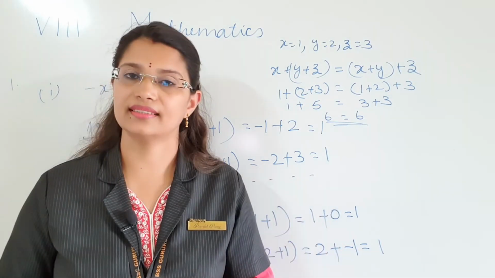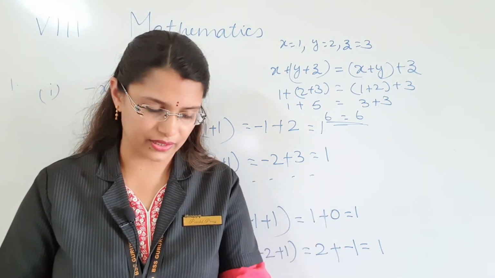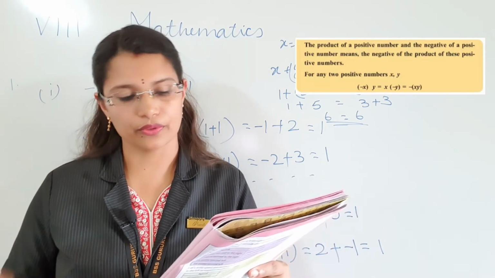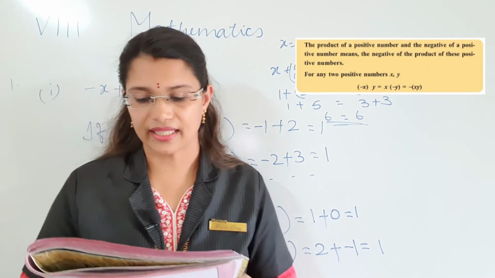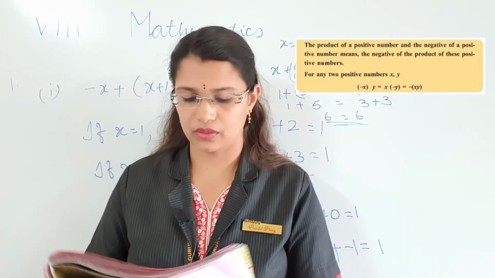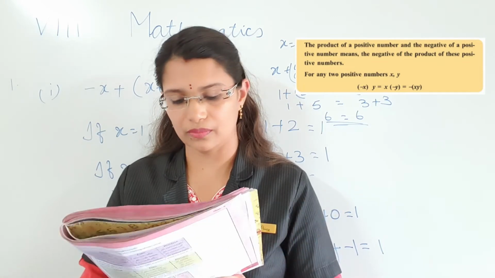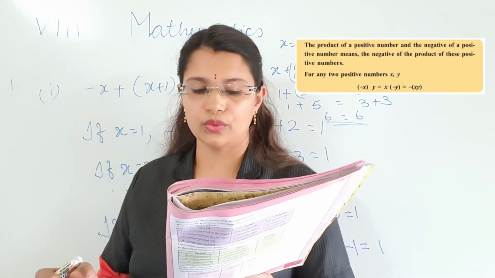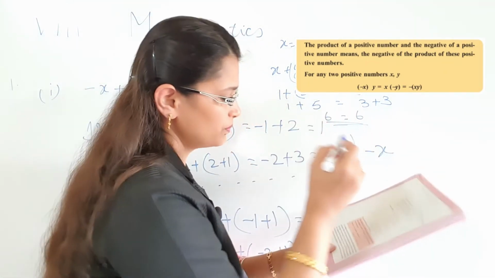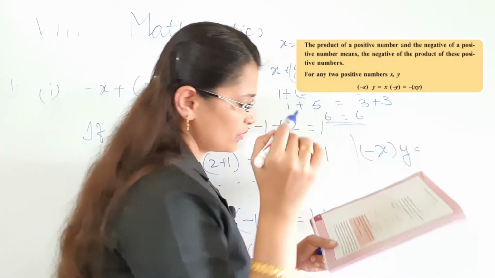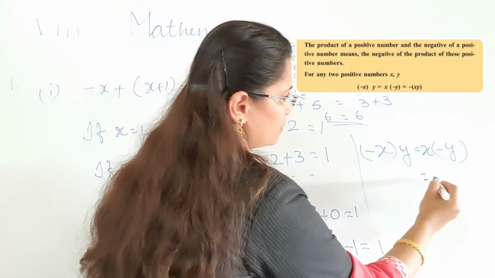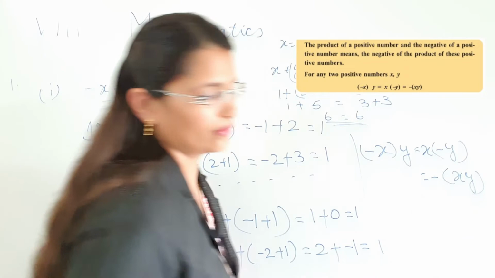Understood? Then the next topic is new multiplication. Take page number 192, children. One yellow box is there. The product of a positive number and the negative of a positive number means the negative of the product of these positive numbers. That means for any two positive numbers x, y, minus x into y is equal to x into minus y is equal to minus xy.